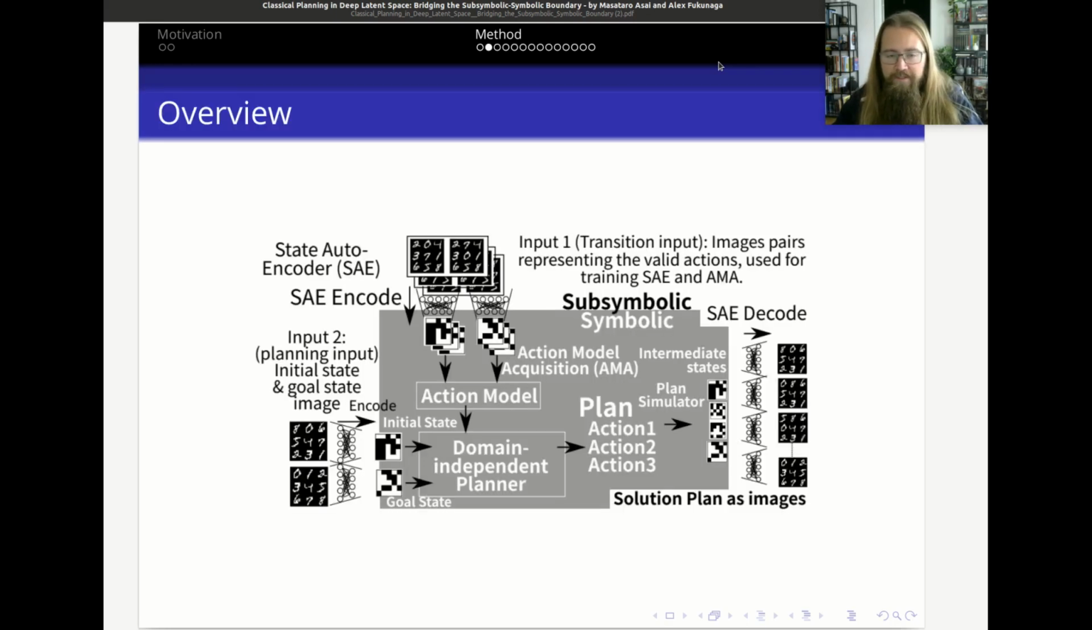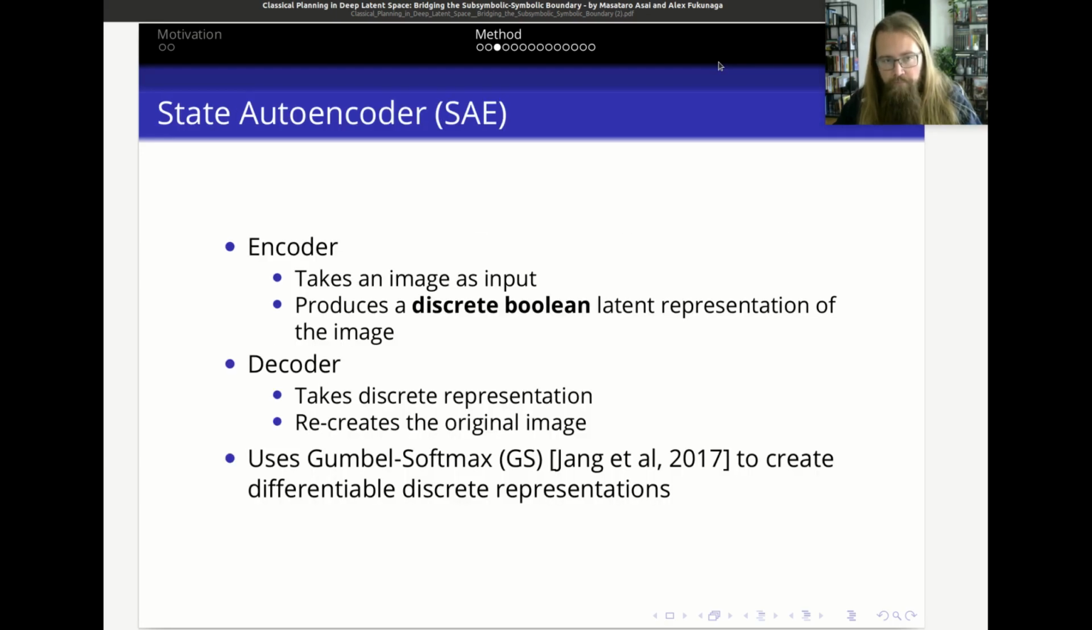This is kind of a messy image, but we'll go through each individual part of this one. I think the most important parts are the state autoencoder, the action model, and then the plan is just a regular planner, but we'll go through each of these and hopefully by the end of the video you will understand this picture. So what is the state autoencoder?